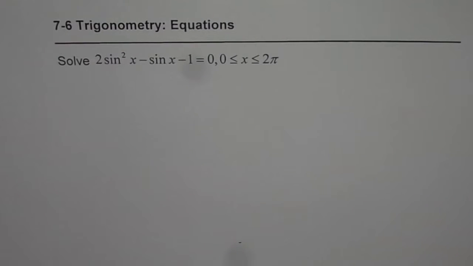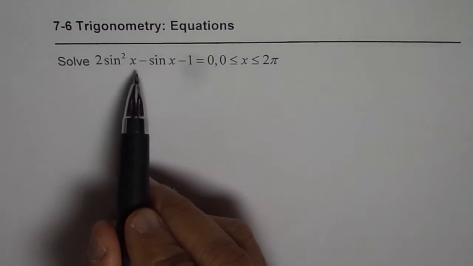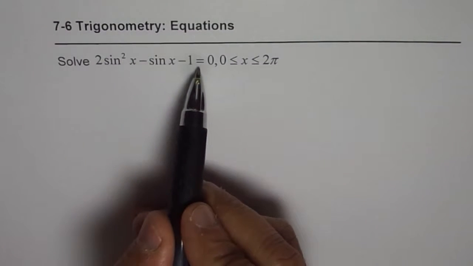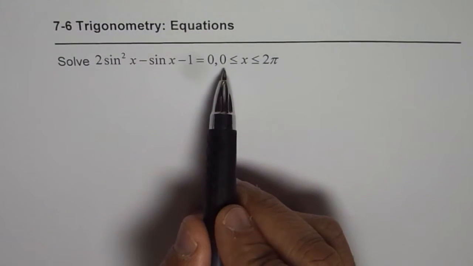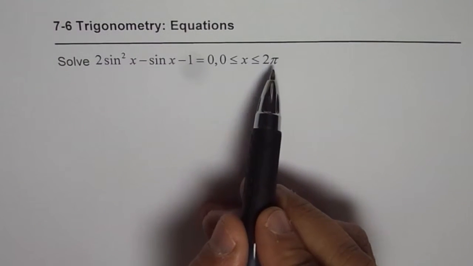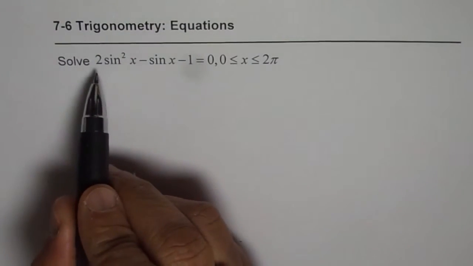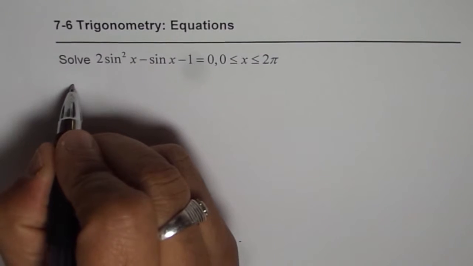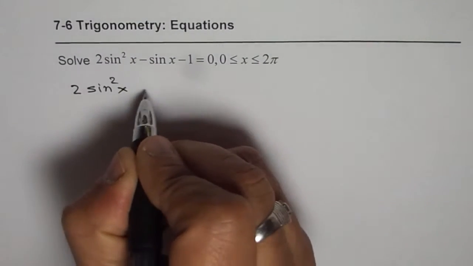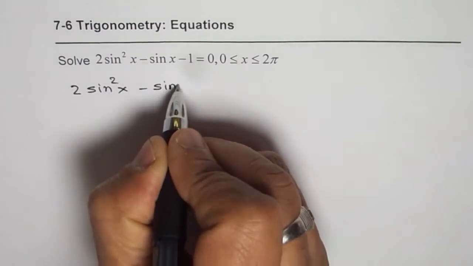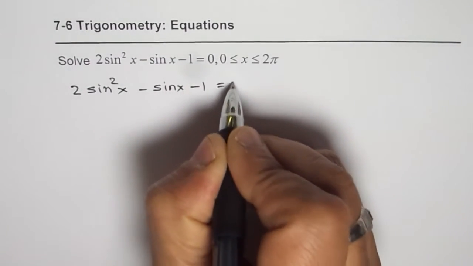I'm Anil Kumar, and now let us explore how to solve a trigonometric equation given in quadratic form. We have 2 sine square x minus sine x minus 1 equals 0, where x is greater than or equal to 0 and less than or equal to 2 pi. So we can actually factor this quadratic equation. Let me rewrite this: 2 sine square x minus sine x minus 1 equals 0.